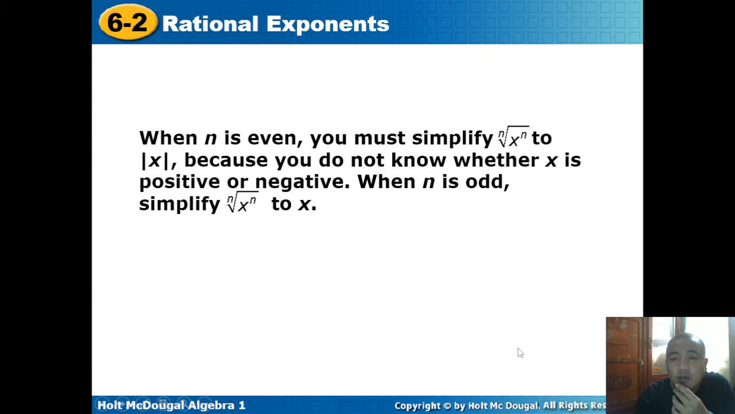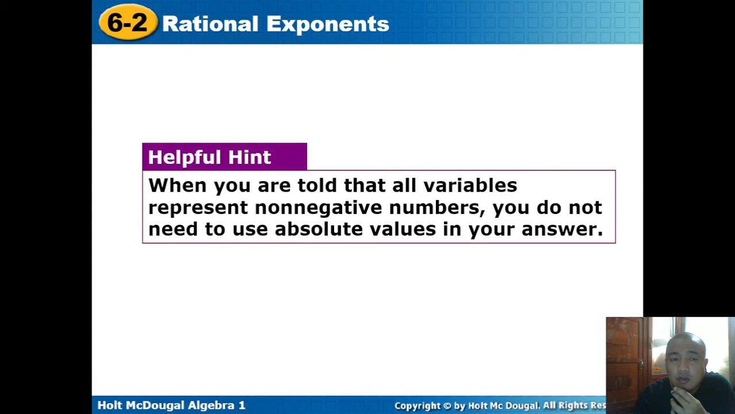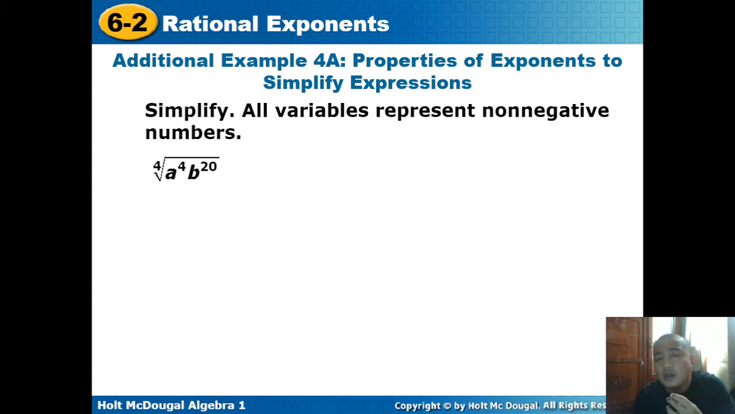So when n is even, you must simplify the nth root of x raised to n to the absolute value of x, because you do not know whether x is positive or negative. When n is odd, simplify the nth root of x raised to n to x. So, helpful hint: when you are told that all variables represent non-negative numbers, you do not need to use absolute values in your answer. Sample.